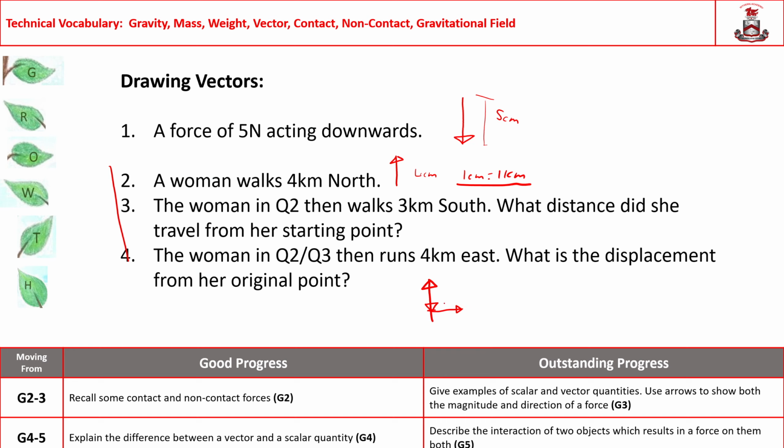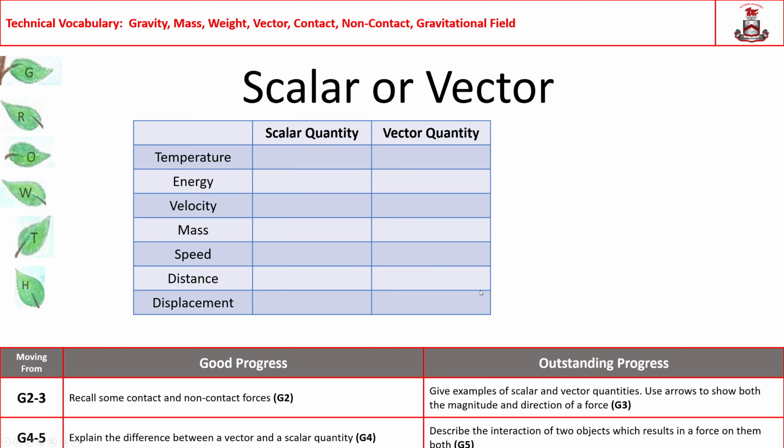What is the displacement from her original point? You'd have to use Pythagoras for that, which we're not going to do, but you can see these 3 vectors. The first one told her to go up, the second one told her to go down but not quite as far, and the third one told her to go to the right or east. This is how you use vectors to navigate, and this is why it's important they have a direction, because it tells you a bit more. Okay.